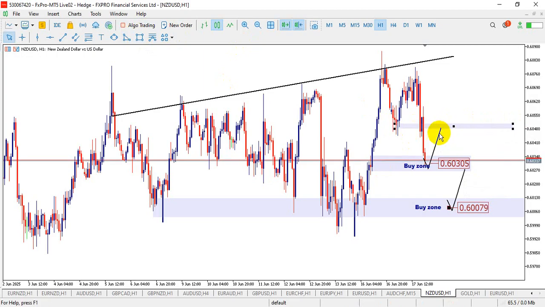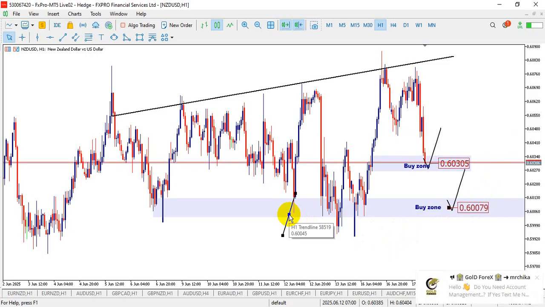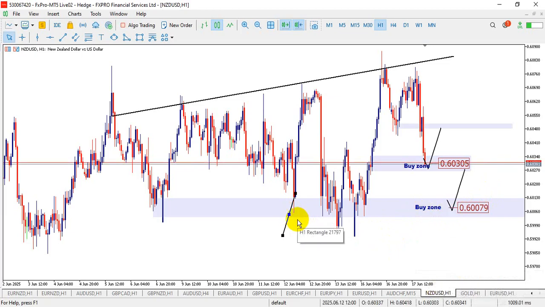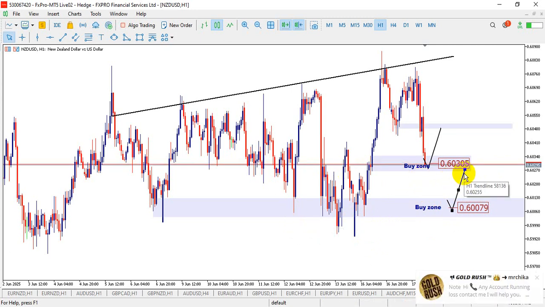So if you buy on this first zone, you can take your TP here. Then if you're buying on this second zone, let me go back again. So if you are buying on this second zone, then let's also take it up to that length.